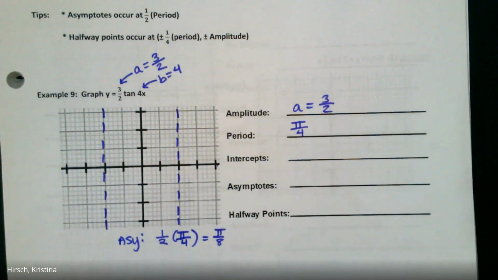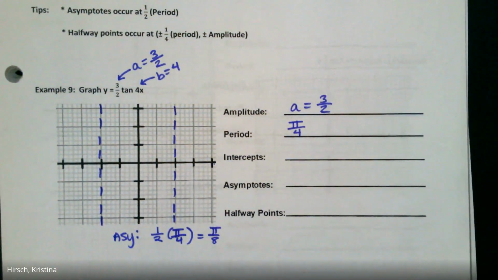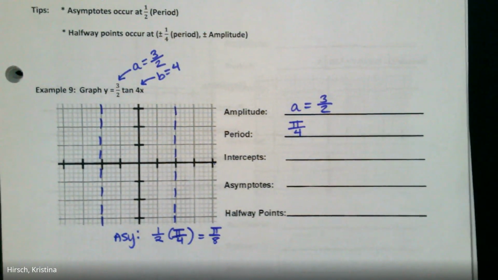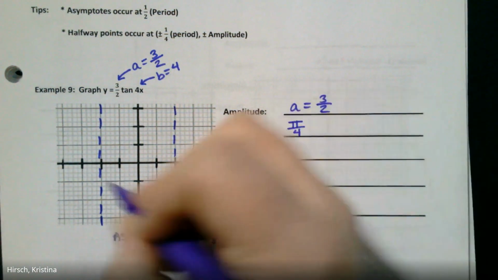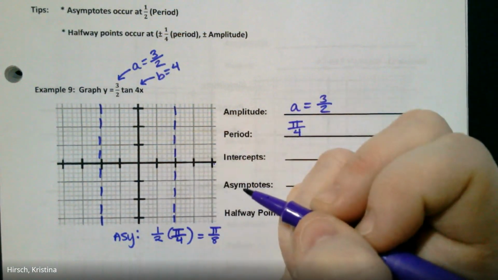All right, so remember, an asymptote is kind of like those imaginary lines that your graph approaches. But in this case, your graph will not cross over these asymptotes. So it's just going to simply approach. All right, so if the whole period is pi over 4, then halfway is pi over 8.